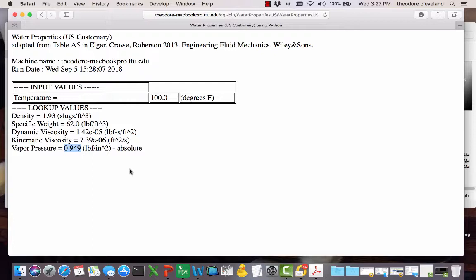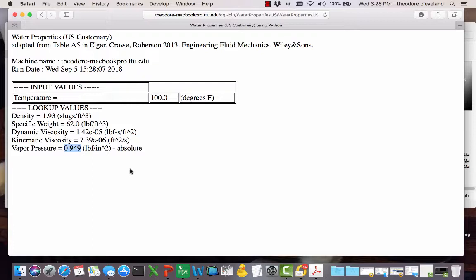So the easiest way in my mind to do it is to convert it into atmospheres and then multiply that result by 33.9. So we have 0.949 divided by 14.75 is 0.06 atmospheres, and there's 33.9 feet of water in an atmosphere, times 33.9 for a vapor pressure of 2.18 feet. So I'm going to write that down off screen.